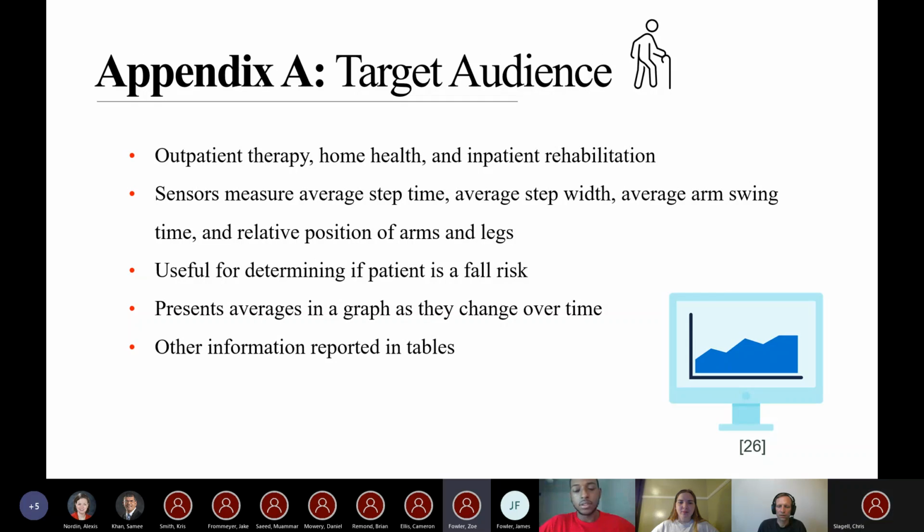Yes, Chris, would you like to? Oh yeah, no. So the idea is to represent, for the cadence, the average step time per minute for the patient as a moving average on a graph for the physical therapist, so they can see how that changes over time, and maybe that specification can be made by the physical therapist. And then the number of steps during the walk and the total time that the walk took would be represented in a table or a chart or something like that.